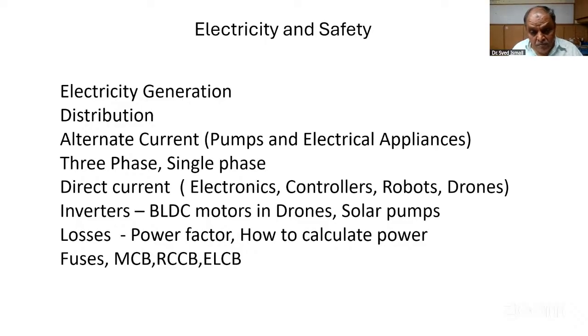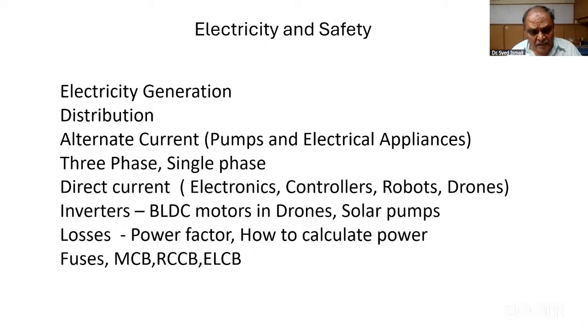Then we have drones and solar pumps. They all use inverters, which means a lower voltage, lower pressure. You increase the pressure and use it. Those who understand hydraulics will get this. In electrical, we call it lower voltage; we increase the voltage and use it. Convert energy from one form to another, one level to another, then use it. So this also we know.